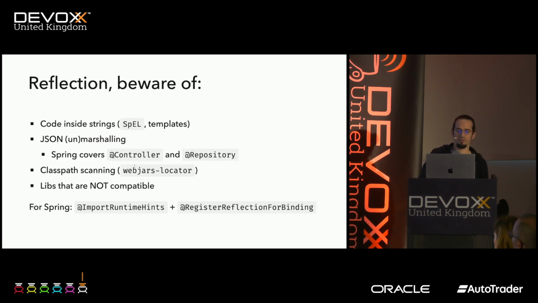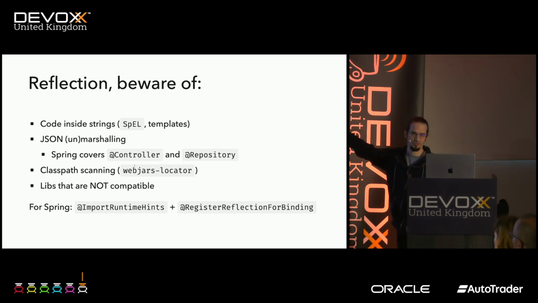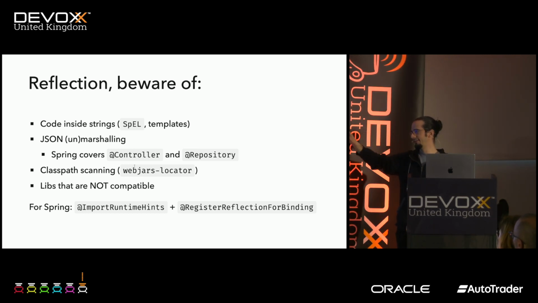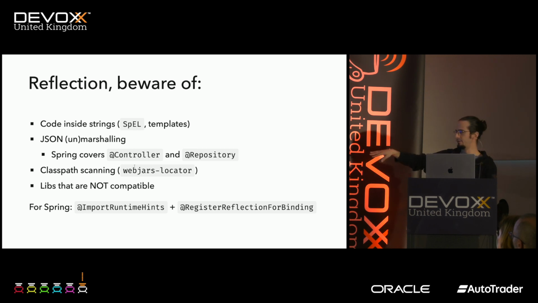This one, cool. So when you are using reflection and you don't know you're using reflection, beware of everything that is a string that may contain code, which is usually Spring expression language templates, everything that does JSON. So when you have a REST template, a REST client, a web client, and you map to a class, when you have an object mapper and you call write value or read value manually, anything that does class scanning, so if you're doing something like WebJars locator, that's not going to work. And then incompatible libs, we'll go into that a bit later. Spring will help you with runtime hints.